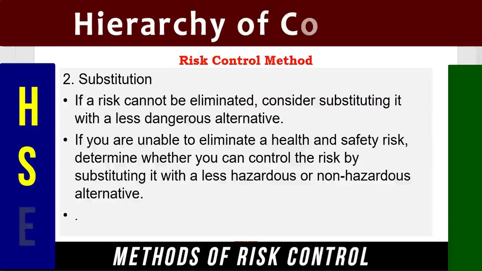Let us discuss now point number two, substitution. What do you understand by substitution in the hierarchy of controls? If a risk cannot be eliminated, consider substituting it with a less dangerous alternative. If you are unable to eliminate a health and safety risk, determine whether you can control the risk by substituting it with a less hazardous or non hazardous alternative.